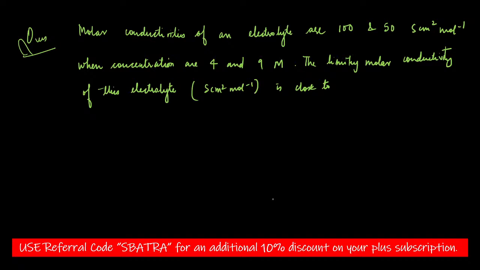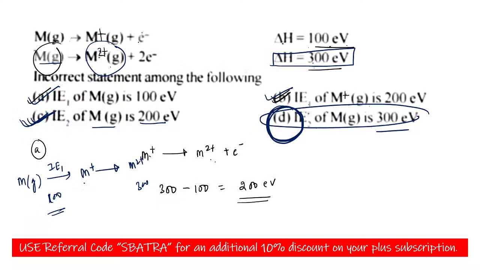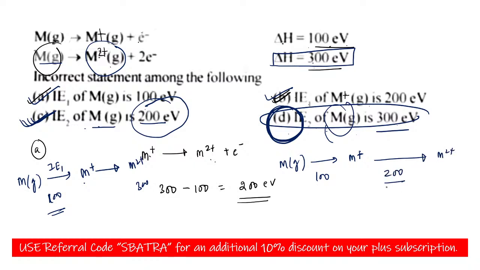So what answer are you getting for this question? B is also correct. Okay, C. The D statement is ionization energy 2 of manganese, this particular metal gas, is 300 electron volts. So option D is incorrect. Option B is definitely correct. IE2 of metal gas is 200 electron volts, because if I'm taking one electron from metal gas, that would be M positive, so this value is 100. From M positive to M2 positive, this value is 200. So the correct statement is 200 electron volts, not 300 electron volts. Is it clear?